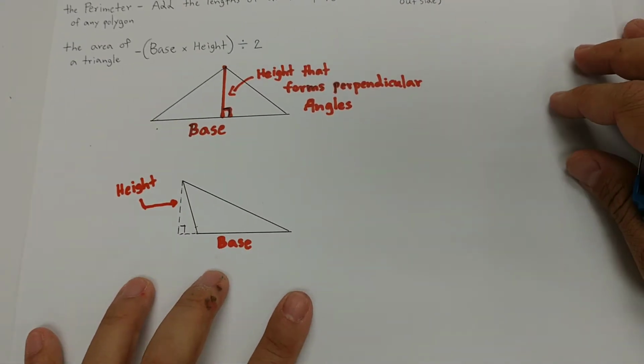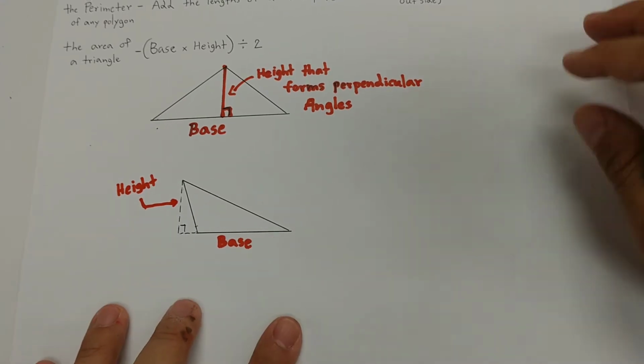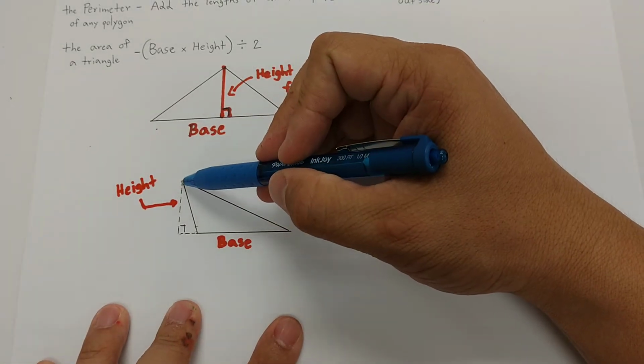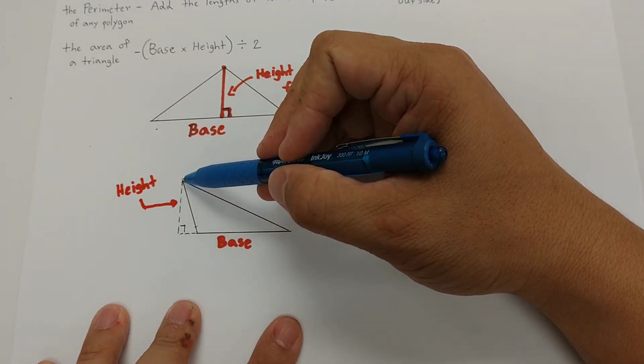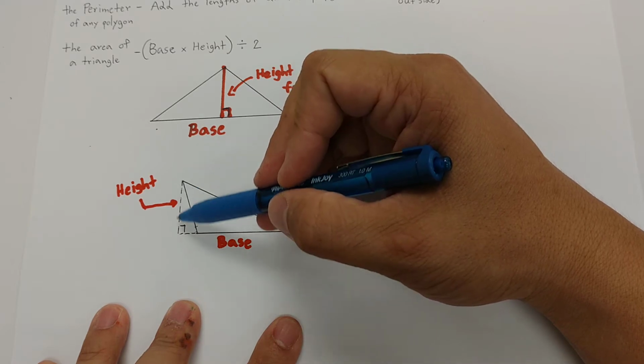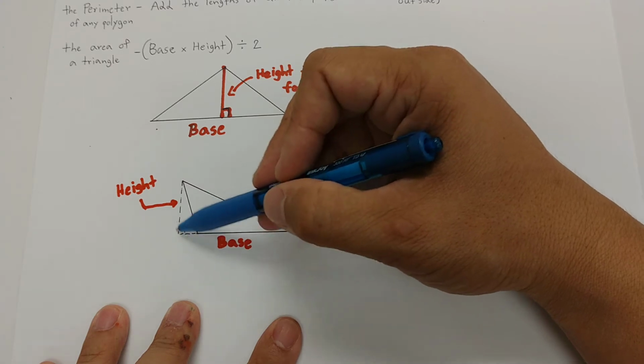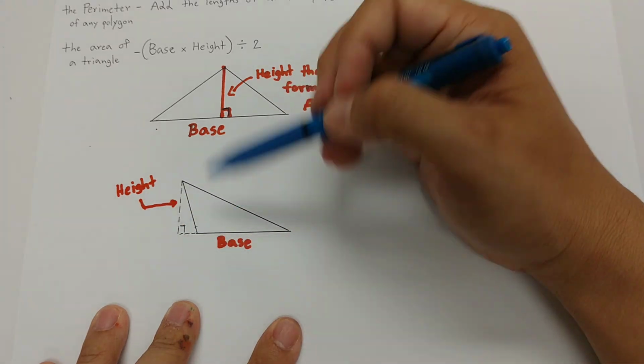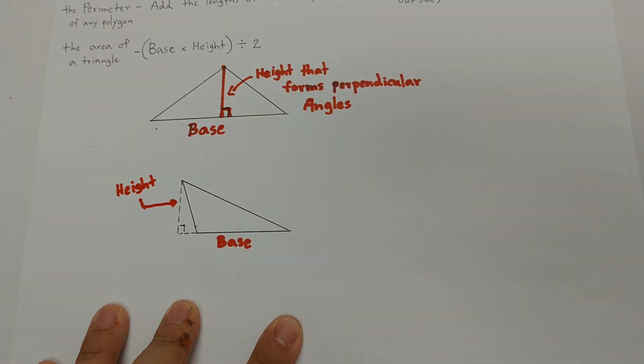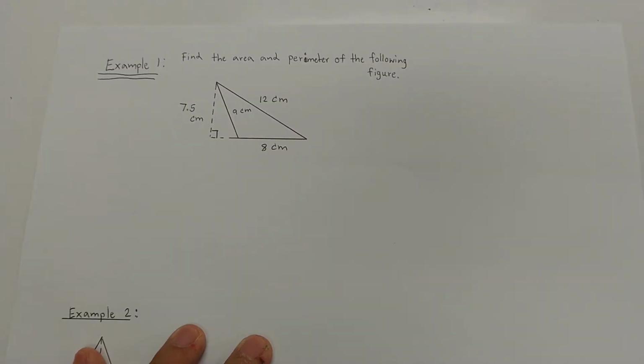But now if you move a little bit upper here, in this shape, the height will be the length from the top of the shape all the way to the ground, making perpendicular lines. So look for that little square symbol right here, and then multiply those and divide by 2. Now let's get to the real examples.